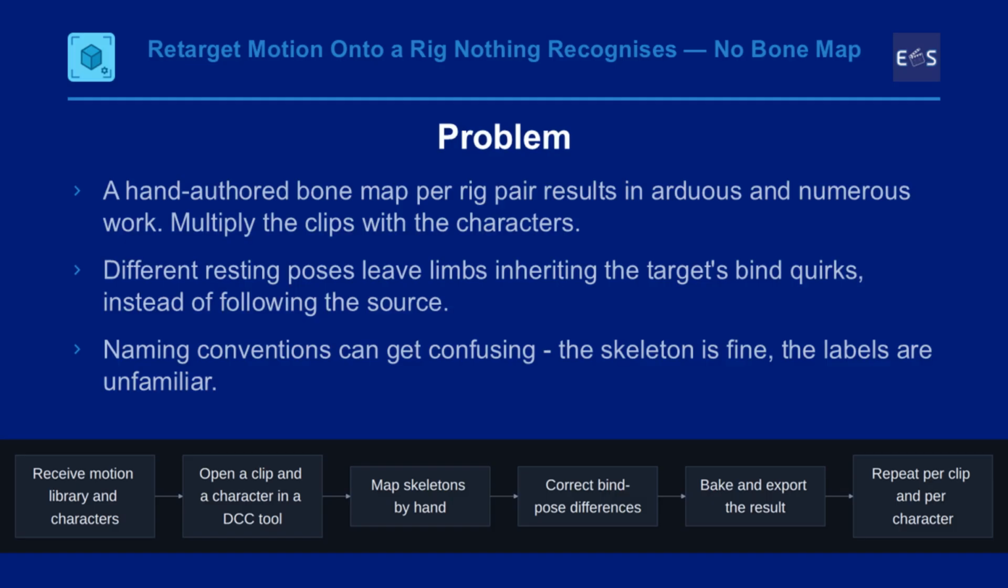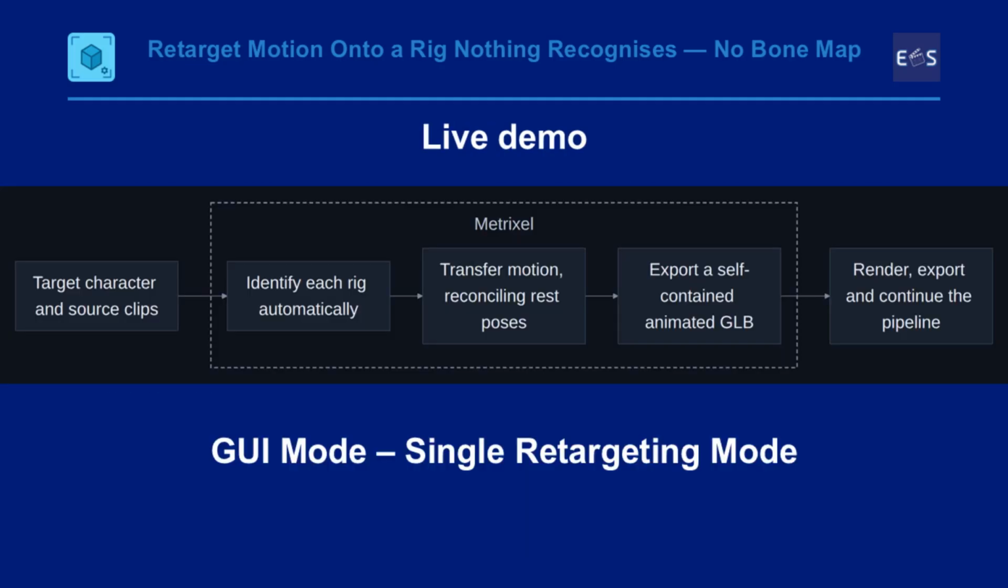So today, let's talk about how Metrixel can help with that to retarget a no bone map rig. Metrixel can help with that by identifying each rig automatically, then transferring the motion and reconciling the rest of the process, and then exporting a self-contained and animated GLB. This process will let you continue the rest of your pipeline easily. Once again, let us take a look at the live demo.